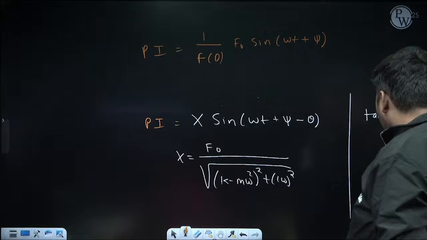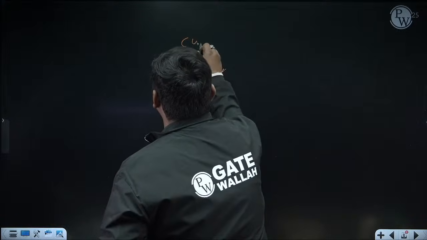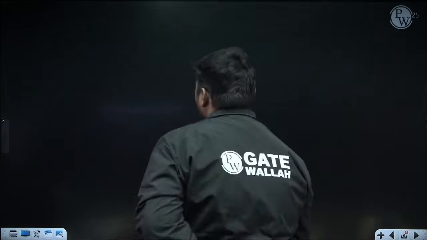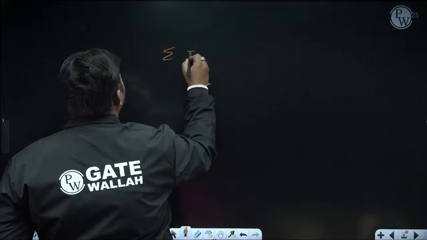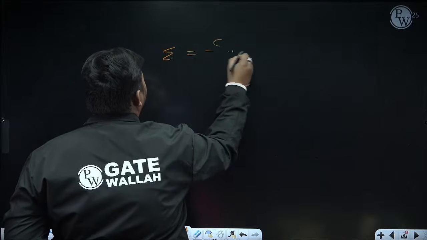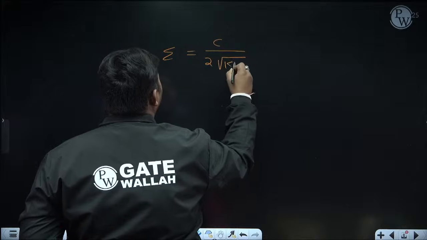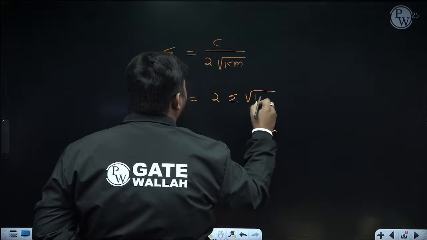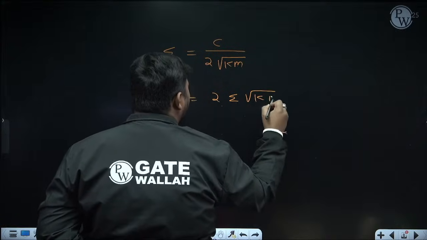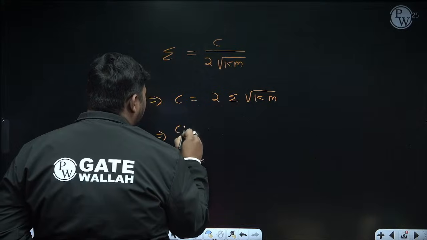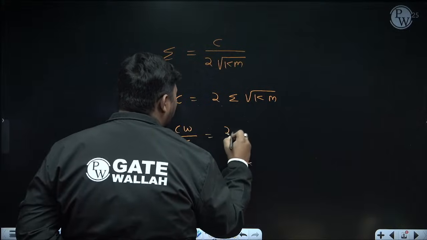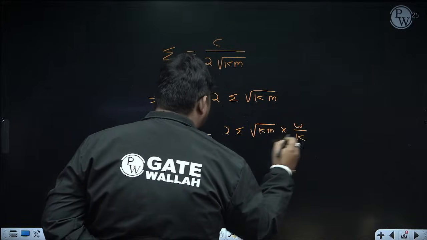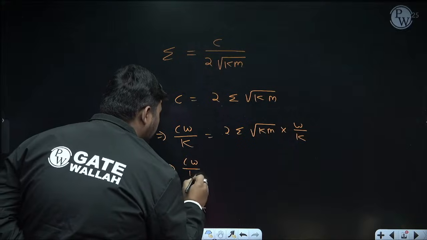And whenever c omega by k is coming, c omega by k is nothing but 2 zeta r. How am I doing the derivation? See, we already derived the expression of zeta. Expression of zeta is c upon 2 root over km. From this you will find the expression of c, it will be 2 zeta root km. But we have to find c omega by k, so on both sides I am multiplying omega by k. So c omega by k is equal to 2 zeta root km into omega by k.